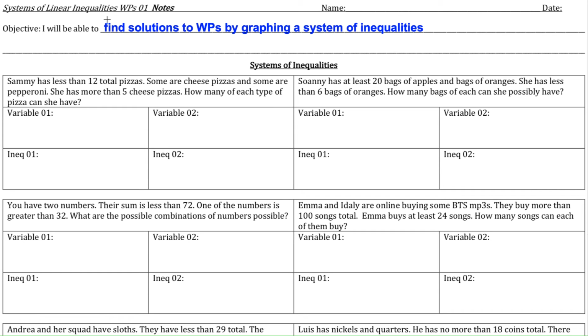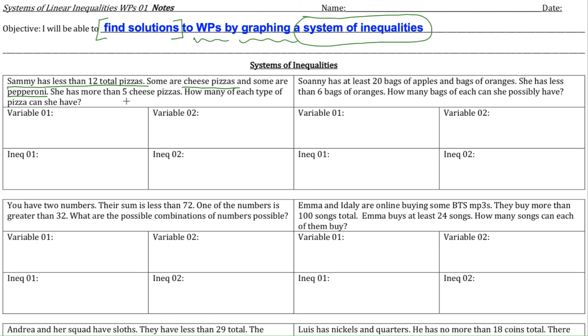All right, so in this lesson, we are going to find solutions to word problems by graphing a system of inequalities. In example number 1, Sammy has less than 12 total pizzas. That seems important. Some are cheese, some are pepperoni, maybe.